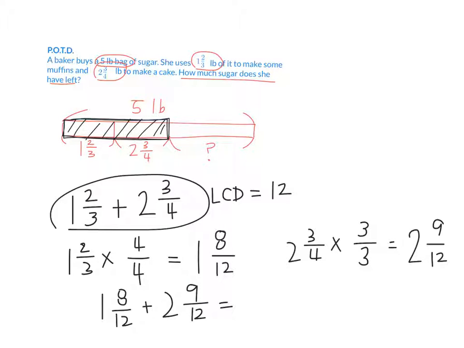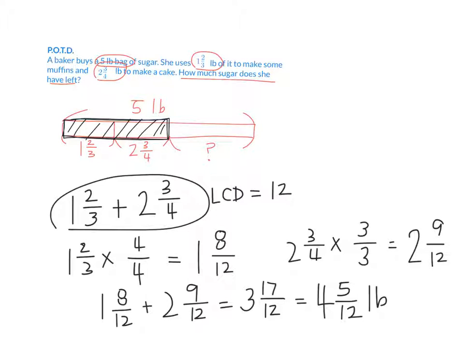Okay, let's add the whole numbers first. What's 1 plus 2? 3. Now let's add the fractions. If I have 8/12 and I add 9 more 12ths, how many 12ths do I have? 17 12ths. Do I have a whole hidden in there? So if I had 3 wholes, but I have a hidden whole, how many wholes do I have altogether? 4. How many 12ths do I have left over? 5. So is my final answer 4 5/12 of a pound? Yes, we added it. 4 5/12 of a pound. What does that represent? How much he used.